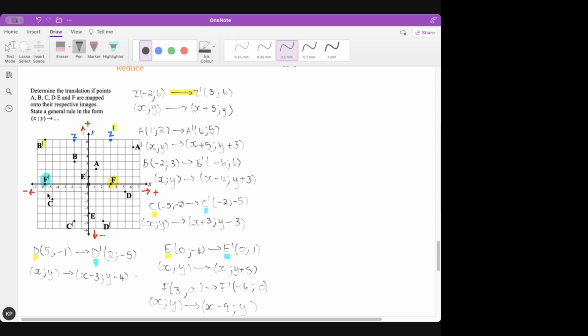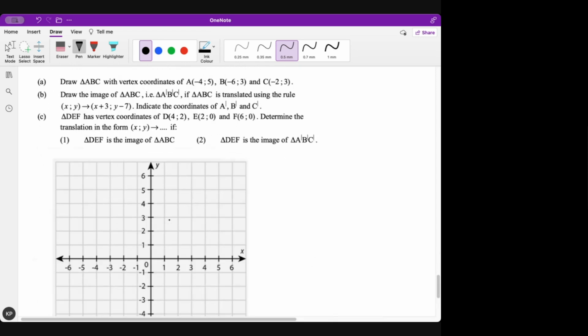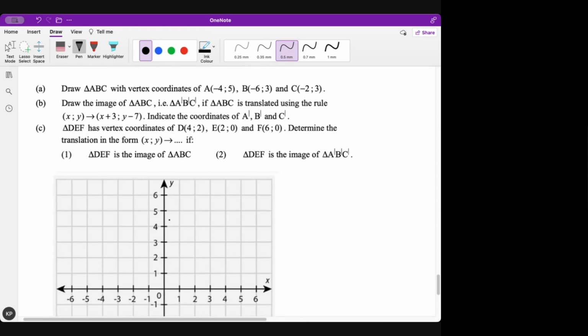Okay, I have one more activity for us, and then we can call it a day. Woo! And it's filled with instructions. Draw triangle ABC. So we know it's a triangle with the following coordinates. Let me start off with that. A is -4 and 5. B is -6 and 3. And C is -2 and 3.